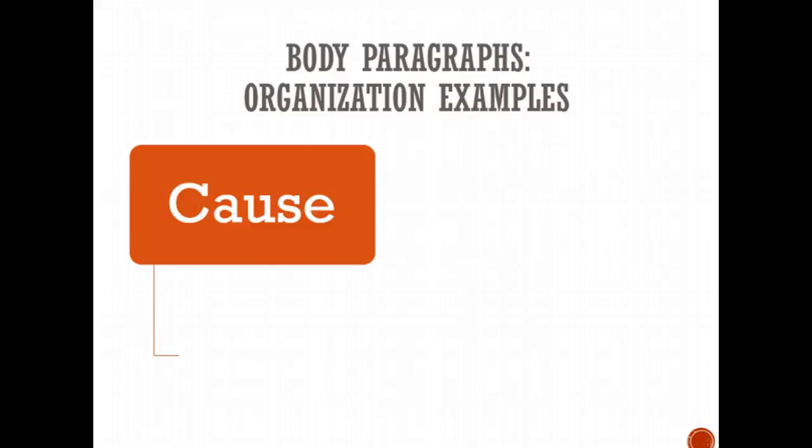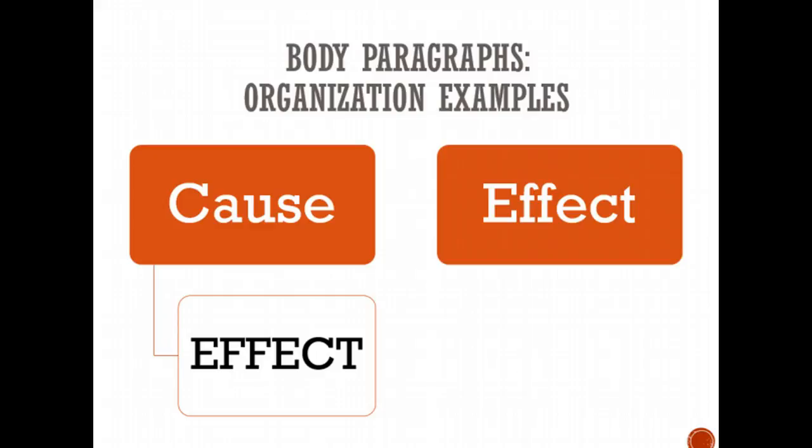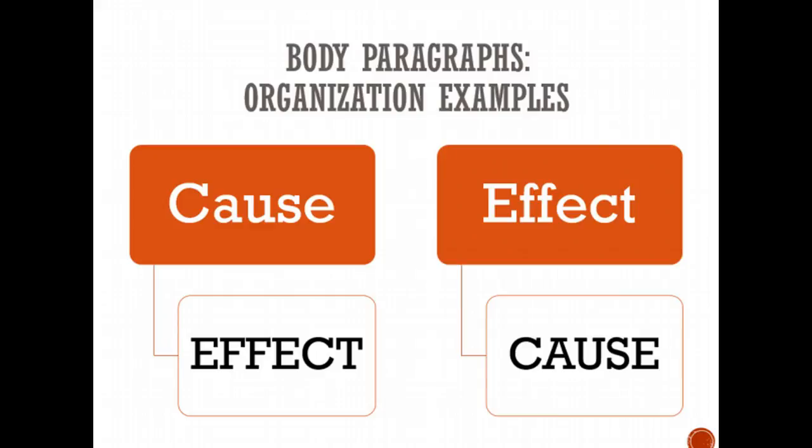The body paragraphs can be organized either by cause and then its effect, or by the effect and what caused it. But whatever you do, you follow the same pattern throughout your body paragraphs. So you either use cause and then effect, however many times you need it, or effect and then cause, effect and then cause. Don't alternate them or it will become confusing.